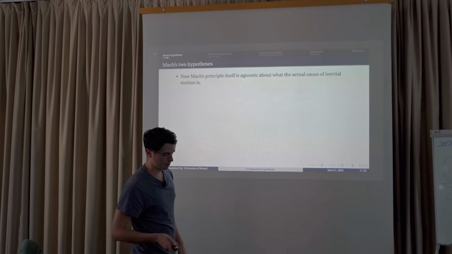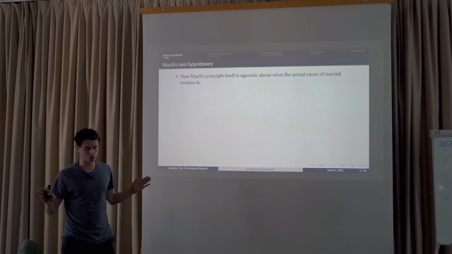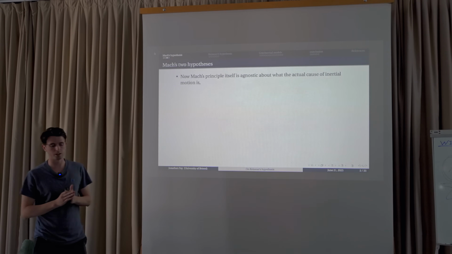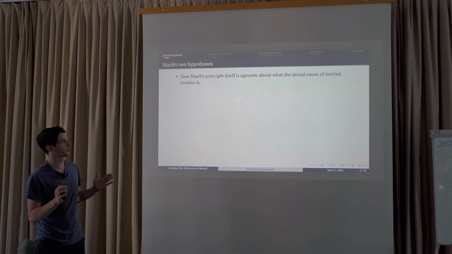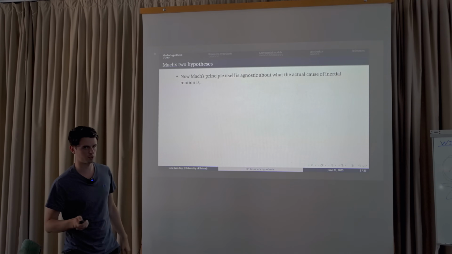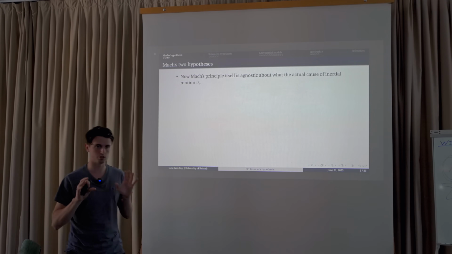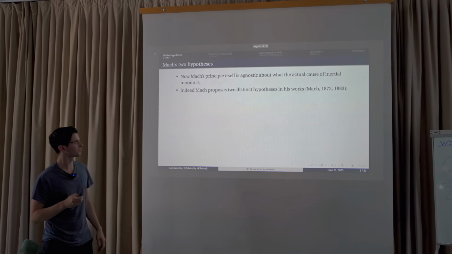Okay, but so what is this cause of inertial motion? Well, Mach's principle itself is agnostic about what the actual cause is, and in Mach's works you can find two different general classes of hypotheses.